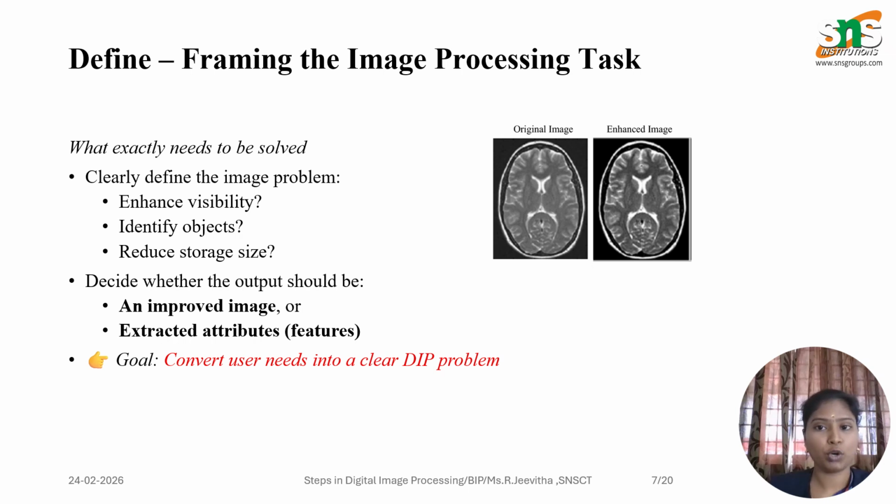After understanding the problem, we clearly define the task. We ask, do we want to improve image quality, detect objects, or reduce the storage size? The output can be improved image, extracted features. So we convert the user requirement into a clear digital image processing problem.